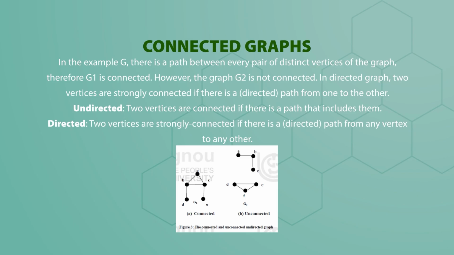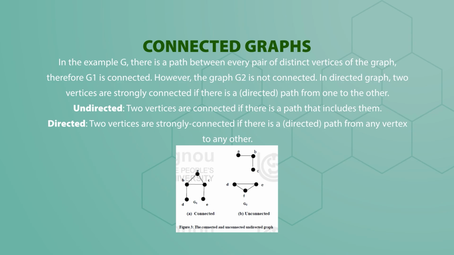In the example G1, there is a path between every pair of distinct vertices of the graph, therefore G1 is connected. However, G2 is not connected. In a directed graph, two vertices are strongly connected if there is a directed path from one to the other. Okay, so this is an undirected graph both the times.